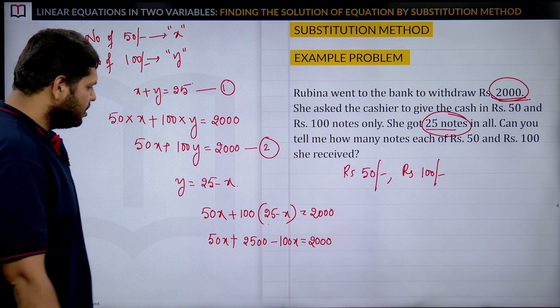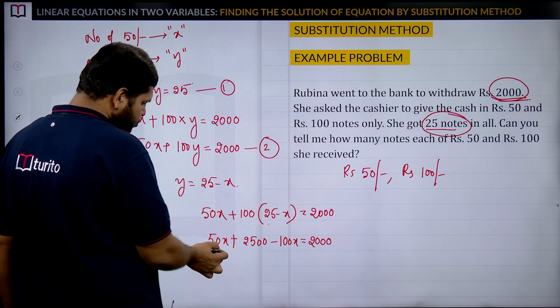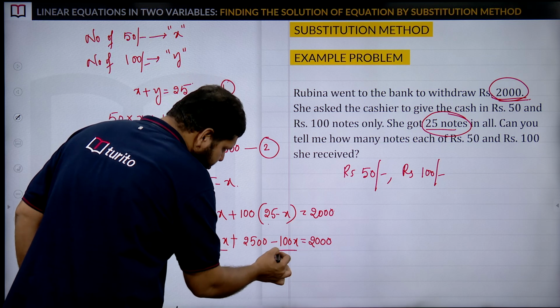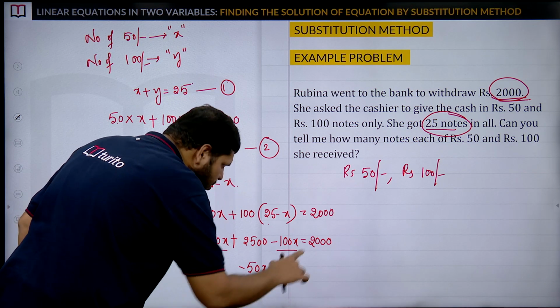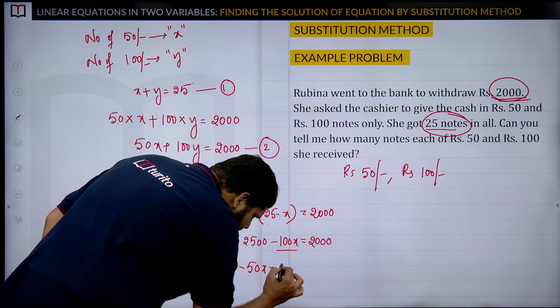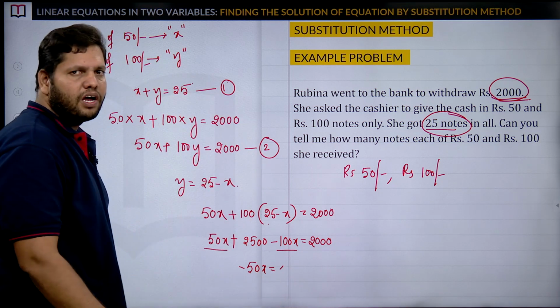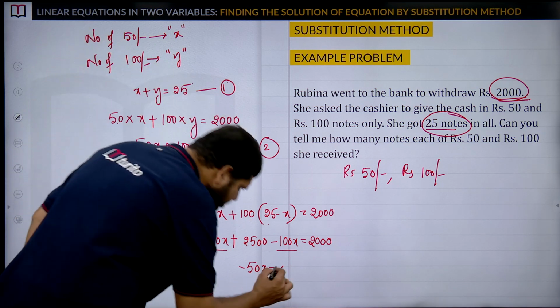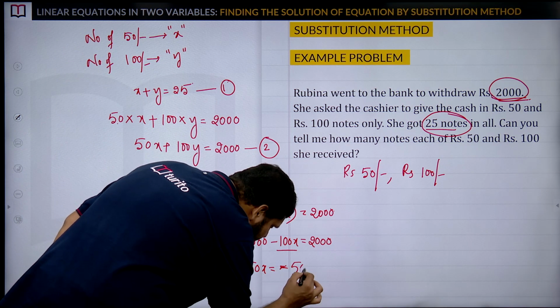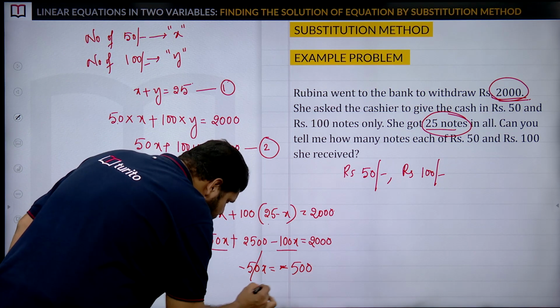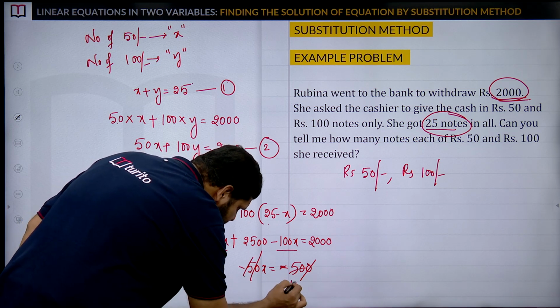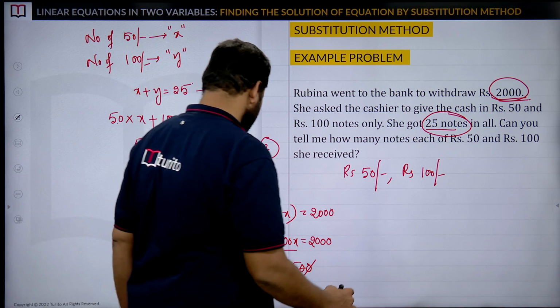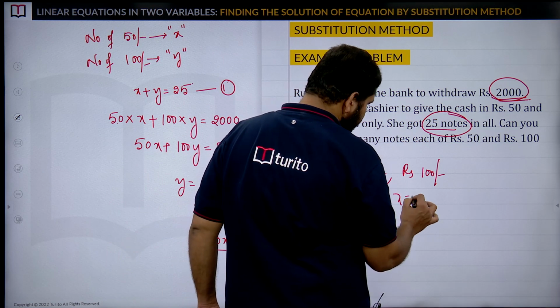Okay. Now children, 2500 send that side. So this is 50x minus 100x, so I can say minus 50x. 2000 and 2500, we can say how much children? 2000 minus 2500 is 500, so we can say negative 500. Children, here 0, 0 cancel. This is 5 cancel. Here 5 how many times? 10 times. So x is equal to how much children? 10 is the answer.